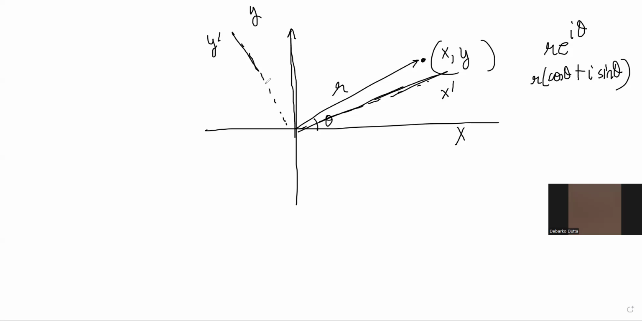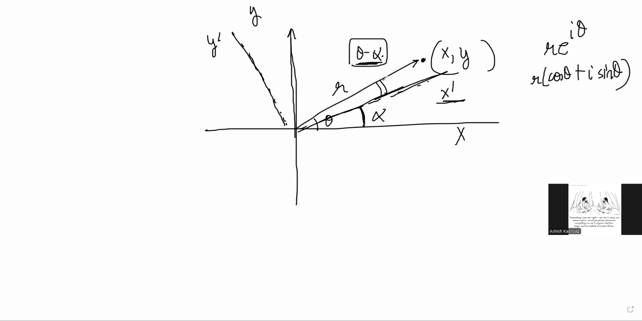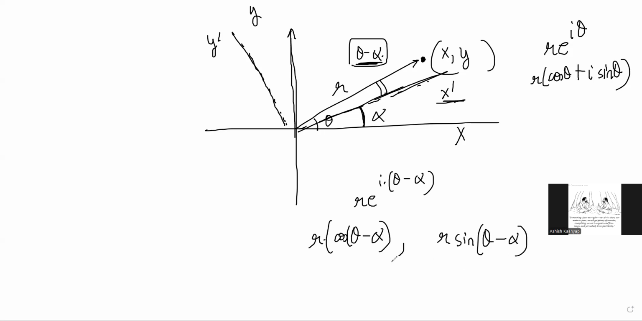Yes, sir. If I have rotated the axis by an angle alpha, the r doesn't change, but this angle becomes theta minus alpha now, right? Right. In our new axis, the point has an angle of theta minus alpha, right? Yes, sir. So in our new coordinates, it should be the point r e^(i(theta minus alpha)). So it should be r cos(theta minus alpha), comma r sin(theta minus alpha). Yes, sir. These should be the x dash and y dash, right? Right, sir. The same point is being written as this now, right?